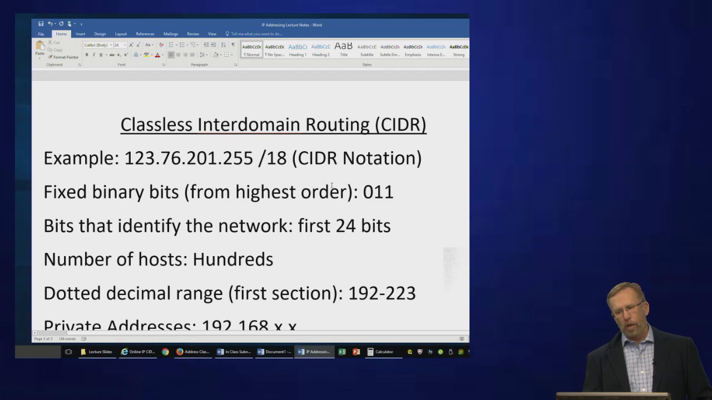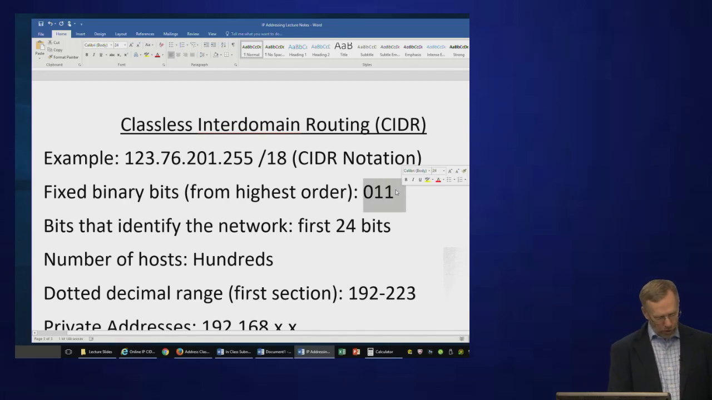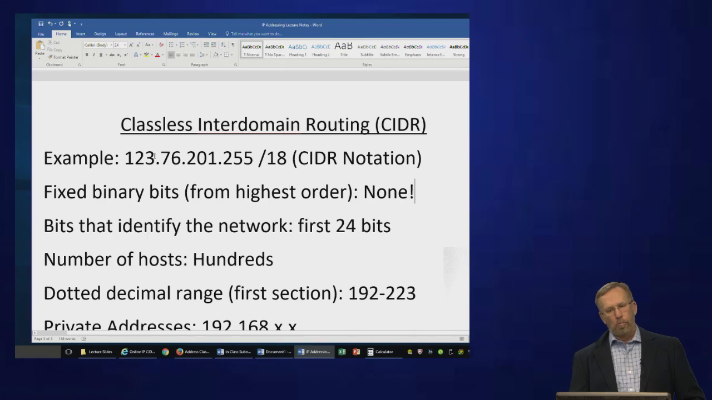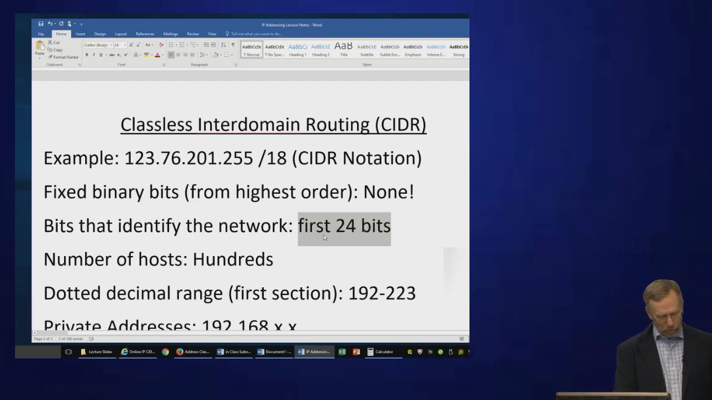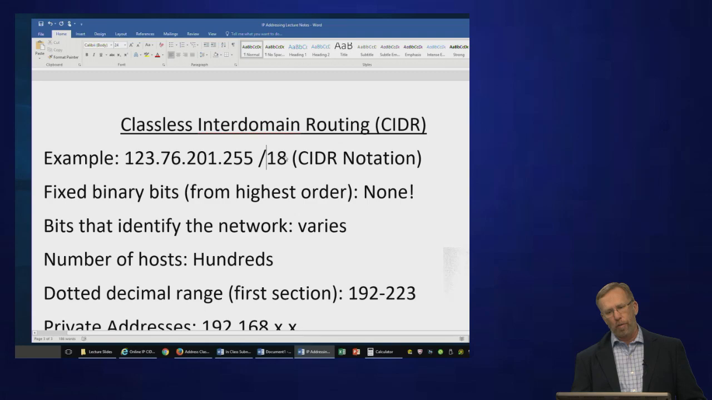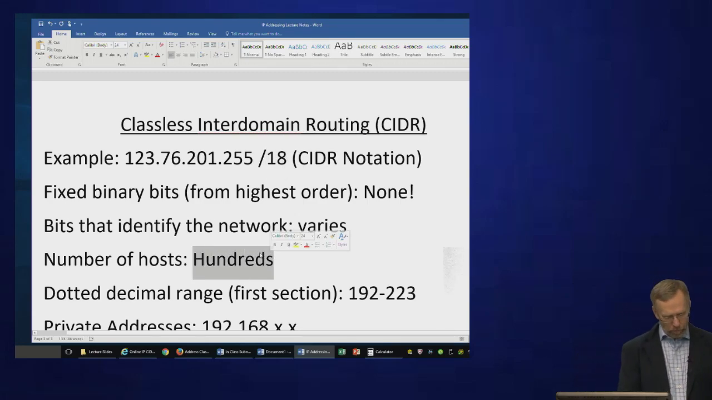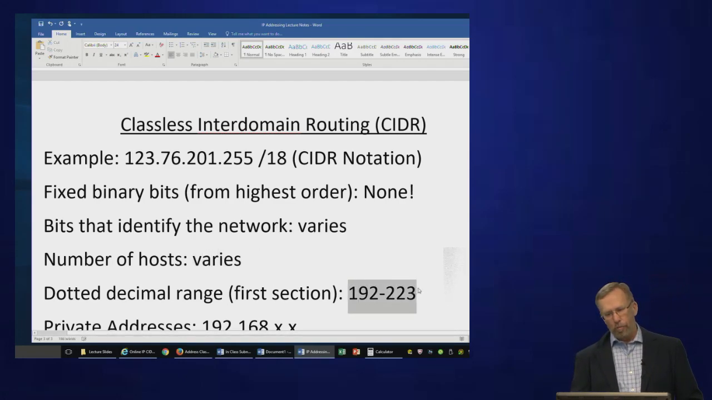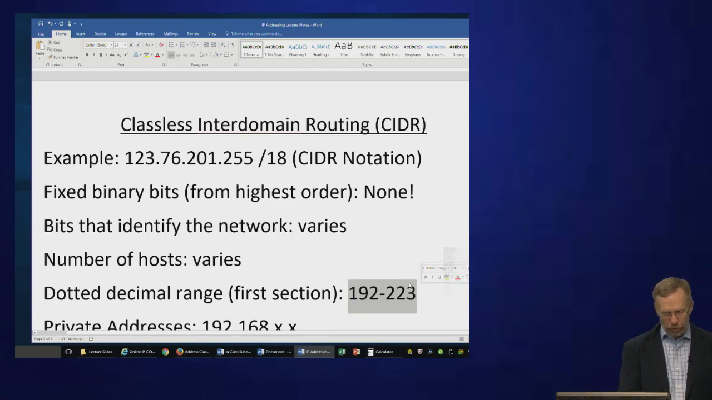Fixed bits. There are no fixed bits in CIDR. We vary them as we need to. Bits that identify the network varies depending on what this slash number is here. Number of hosts varies. Dotted decimal format, first section, could be anything.